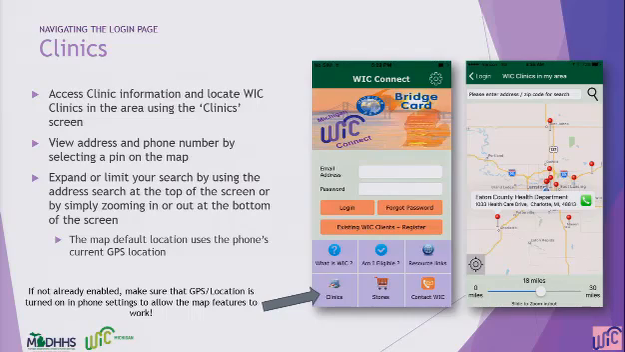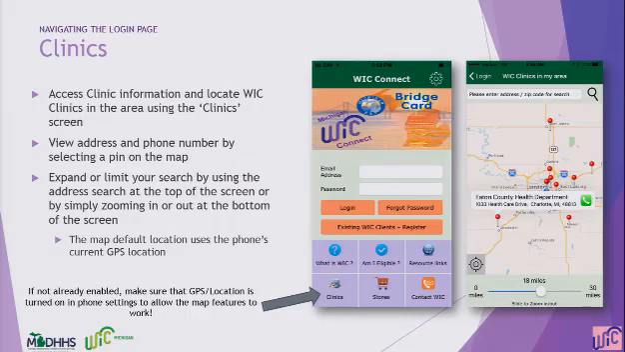The address and phone number for each clinic is displayed when a user selects any pin on the map. Users can also expand or limit their search using either the address search at the top of the screen or simply by zooming in or out at the bottom of the screen. The map default location uses the phone's current GPS location, but can be changed to display any area within Michigan.